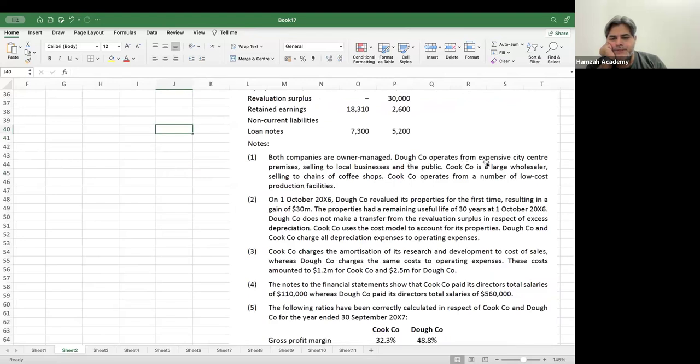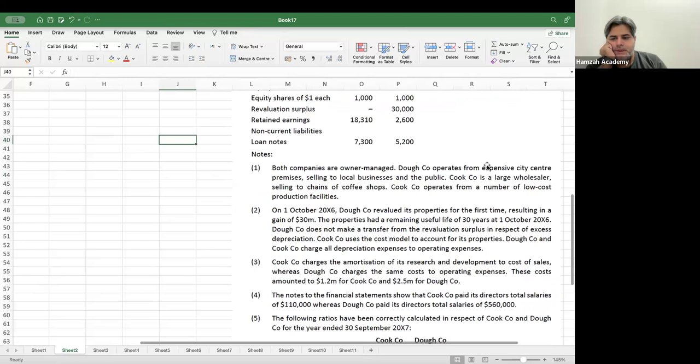Dough company operates from expensive city center premises selling to local businesses and the public. Cook company is a large wholesaler selling to chains of coffee shops. Cook operates from a number of low-cost production facilities over here.